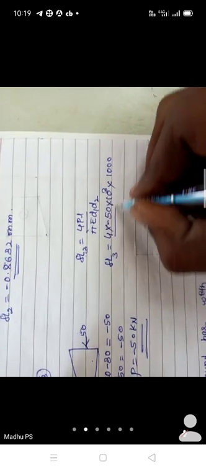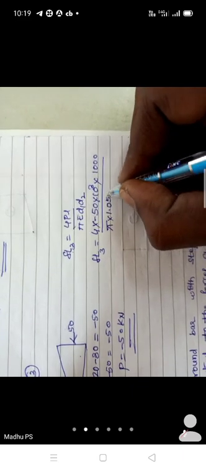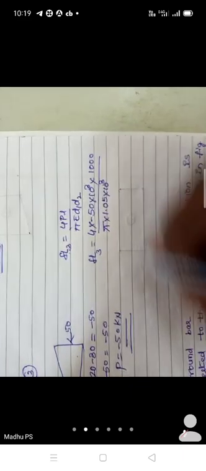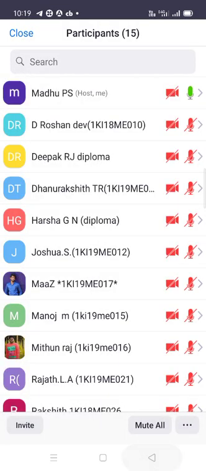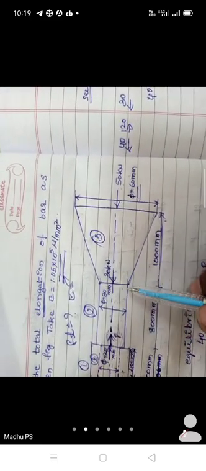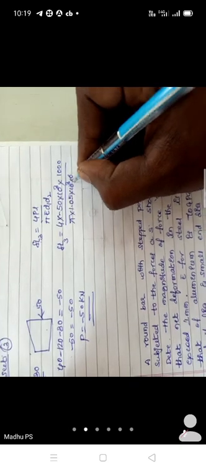Okay, divided by pi. Young's modulus is 1.05 into 10 raised to 3. Okay, so then here D1 is equal to how much? Here in this, sorry, D1 is the diameter at the larger end. It is 60 mm. So into 60.